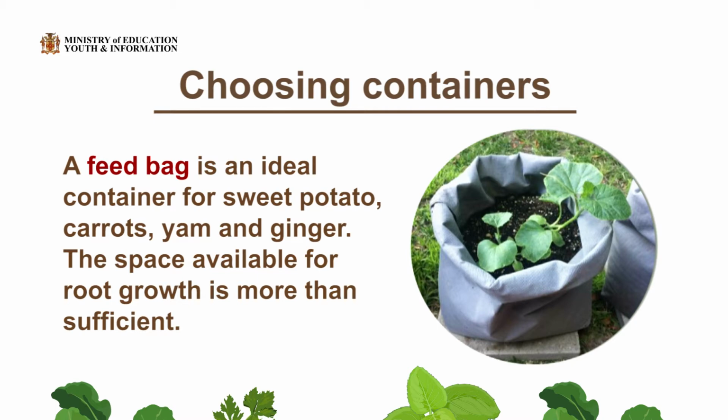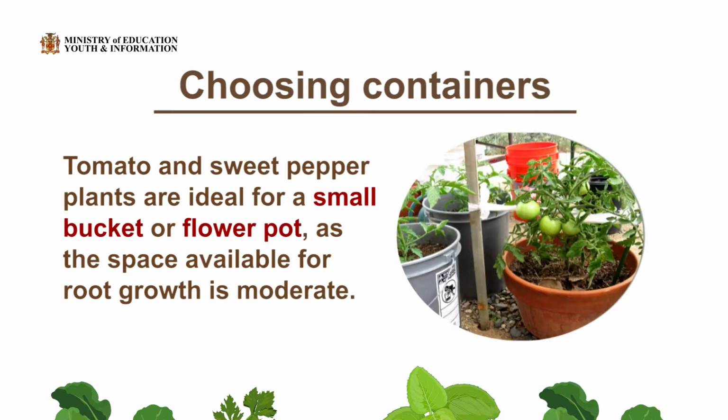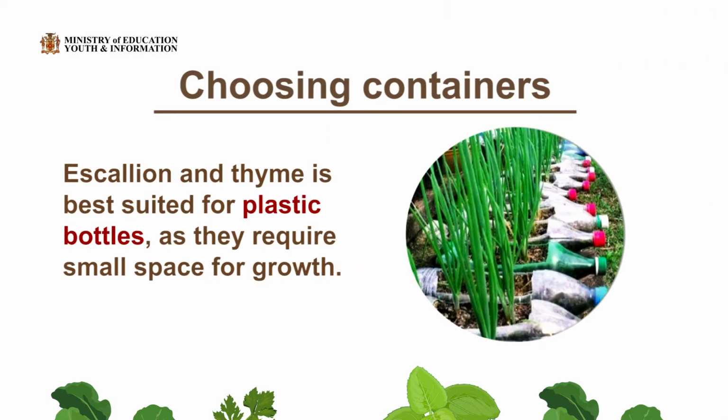The space available for the roots to grow is more than sufficient, while a tomato or a sweet pepper plant is ideal for small buckets or pots, as the space available for root growth is moderate. Escallion and thyme is best suited for plastic bottles as they require small space for growth. Isn't that interesting, students?